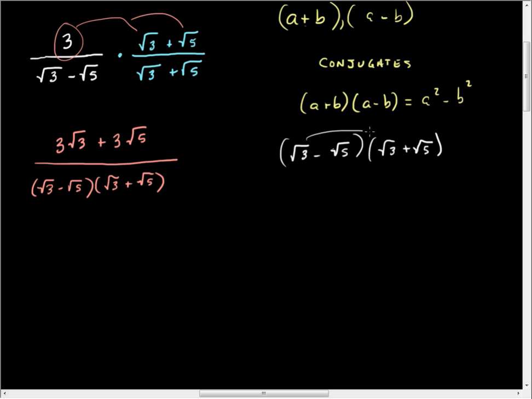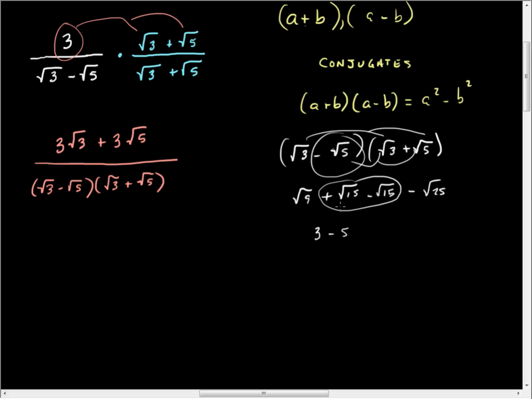Okay, so now we go ahead and distribute, and that gives us the square root of 9 plus the square root of 15. And then on the second round, we have negative roots of 15 minus root of 25. That gives us 3 minus 5. These eliminate. And it gives us negative 2. So when we rewrite our second step here, we're going to have 3 roots of 3 plus 3 roots of 5 all over negative 2.